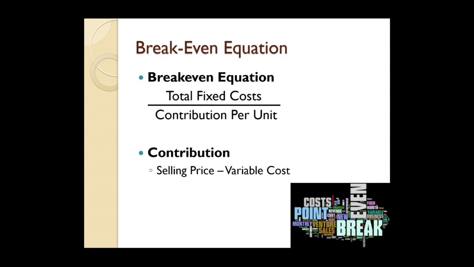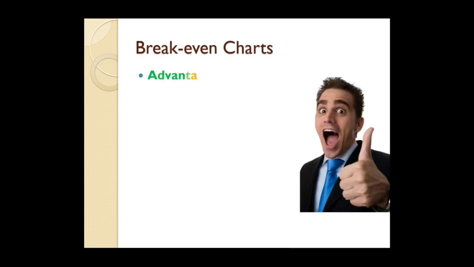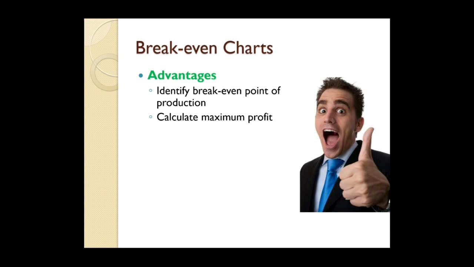So if we apply the rule, if you remember, the fixed cost was 30,000, and the selling price was 10 minus 5, so 30,000 over 5, the number of units produced will be 6,000 tires per year. At 6,000 tires, the business will make no profit, no loss. At 6,001, the business will start making profit. We'll illustrate this using an example.